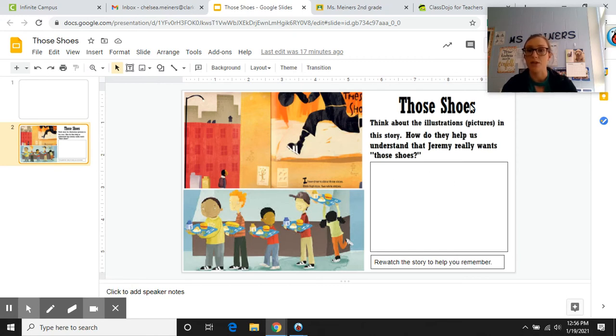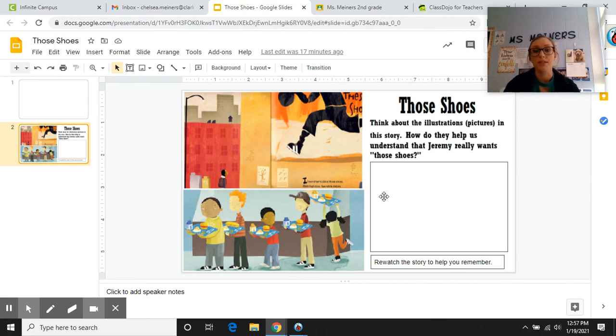And if you see, it says those shoes. Think about the illustrations or pictures in this story. How do they help us understand that Jeremy really wants those shoes? Now, if you look down here, it gives you a little helpful hint. It says rewatch the story to help you remember. So let's read it again. Think about the illustrations in this story. How do they help us understand that Jeremy really wants those shoes?